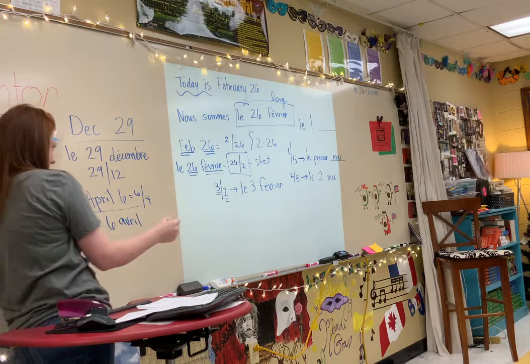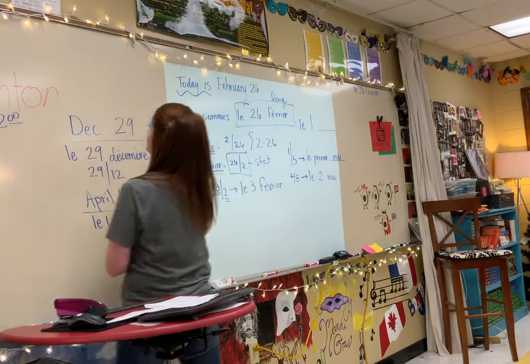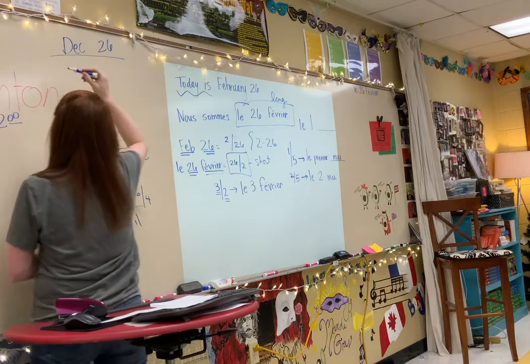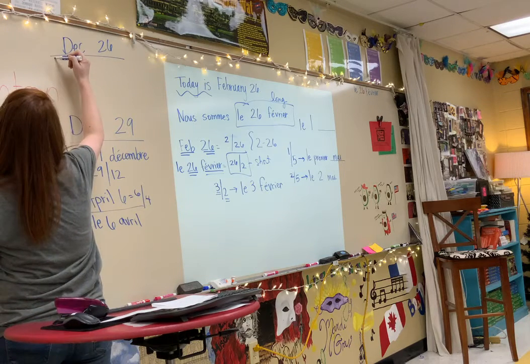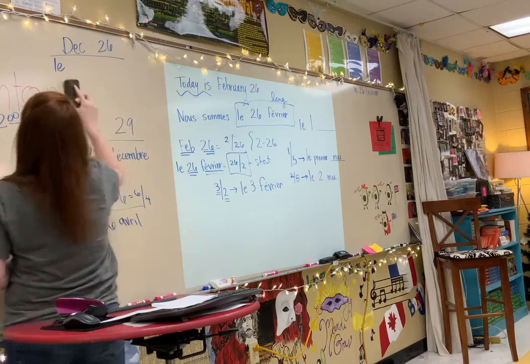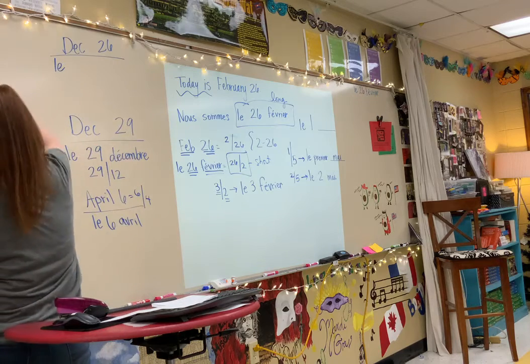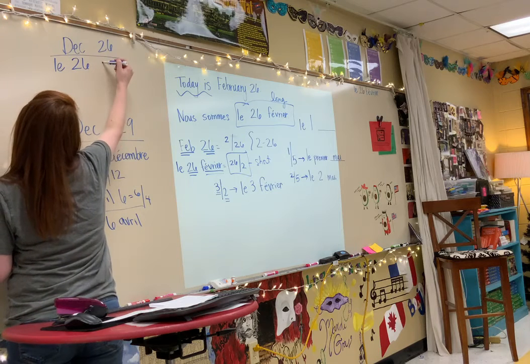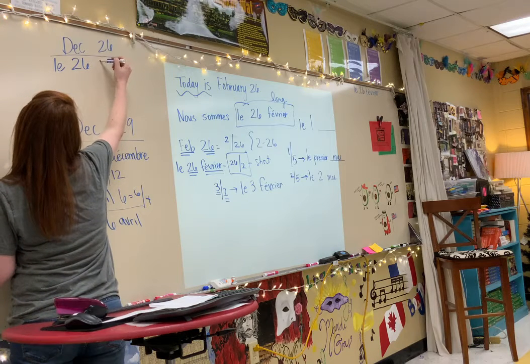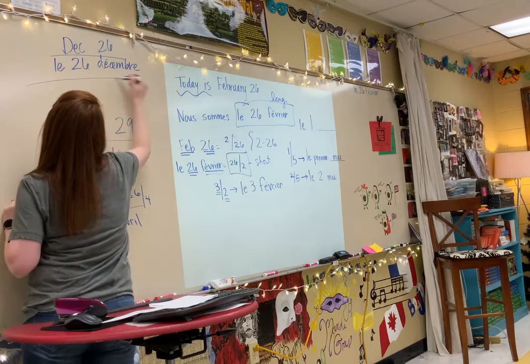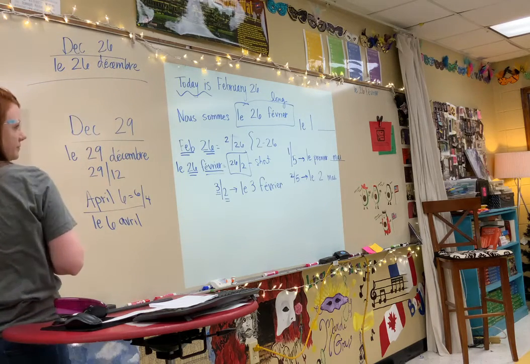Alright, what's your birthday? December 26th. Okay. What's the long way? Le vingt-six. Good. And then décembre. Okay. What's the short way to do that? 26/12.